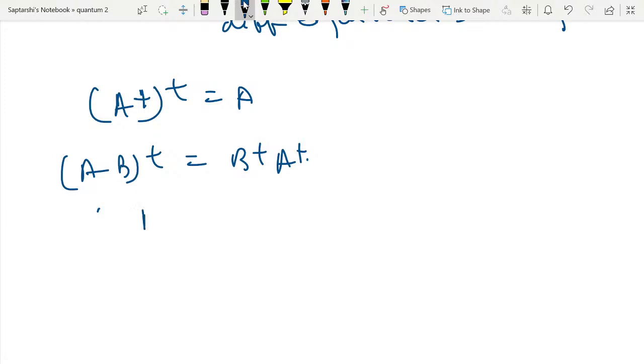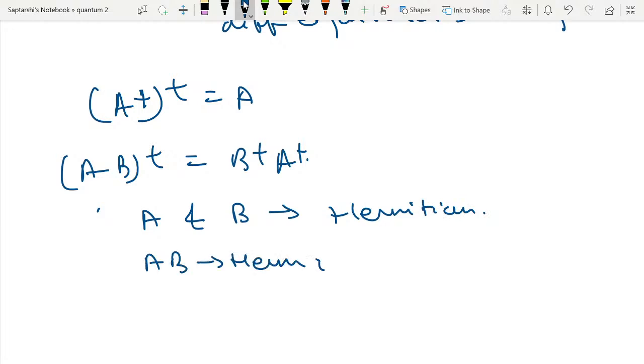So suppose both A and B are Hermitian, then AB will be Hermitian if the commutator [A, B] is equal to 0. You know commutator is what? AB minus BA. Otherwise, AB is anti-Hermitian.